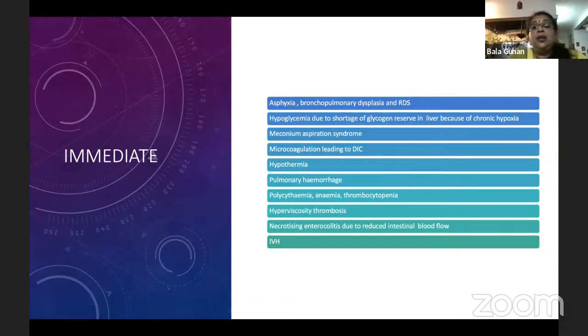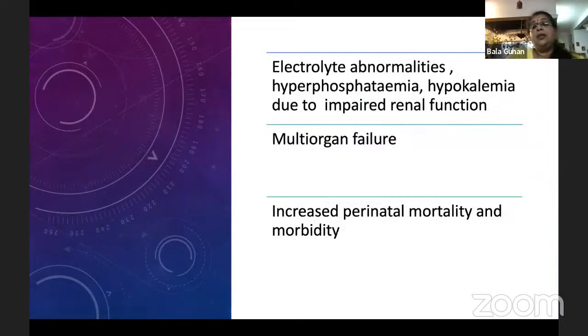The immediate complications are asphyxia, bronchopulmonary dysplasia, RDS, hypoglycemia, meconium aspiration syndrome, microcoagulation leading to DIC, hypothermia, pulmonary hemorrhage, polycythemia, anemia, thrombocytopenia, hyperviscosity syndrome, necrotizing enterocolitis due to reduced flow in the intestinal tissues, intraventricular hemorrhage, electrolyte abnormalities, hypophosphatemia, hypokalemia due to impaired renal function, multi-organ failure. There is increased perinatal mortality and morbidity.